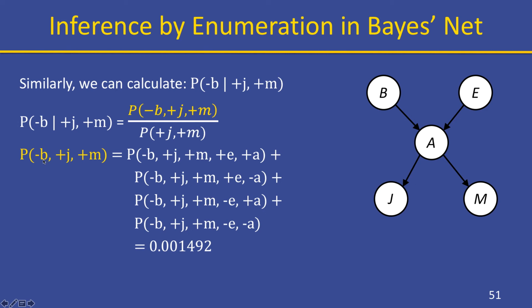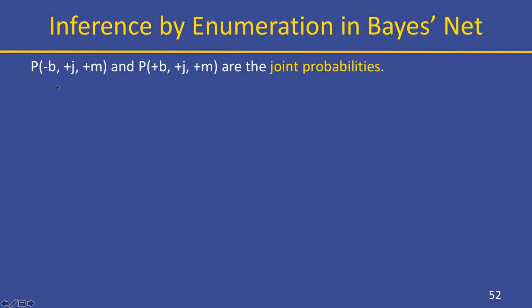And then we do the same for this joint probability. We introduce the hidden variables, and we get these four terms. We compute these four terms just like we did before when we had plus B. And this is the result I got. You can do that and verify that you get the same result. So now that we have P of minus B plus J plus M and P of plus B plus J plus M, we have these two joint probabilities.